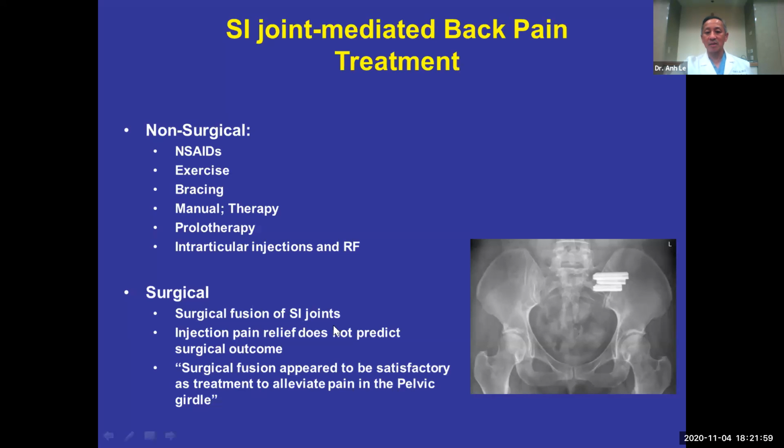The problem is that Kevin Foley, who is the authority in SI joint fusion, indicates that injection pain relief does not predict surgical outcomes. So just because you inject the joint and it takes away the pain doesn't mean that the surgery produces the same result.